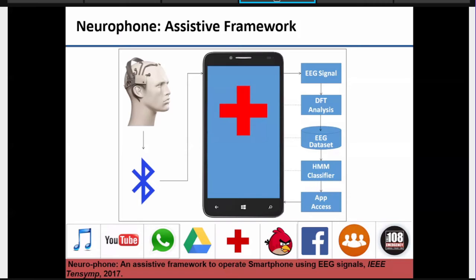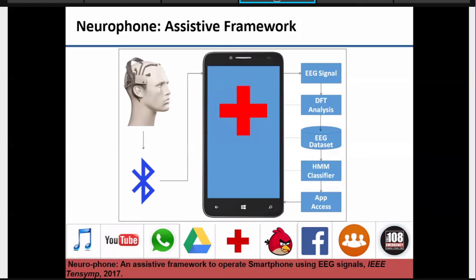Okay, so this is another application, like the neurophone. For example, you have patients who are not able to move, they are not able to speak, or they are not able to move their hands. But their brain is active. So what we are providing is, he has these EEG sensors, and we provide one smartphone.